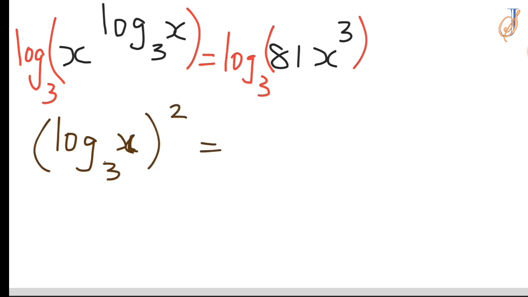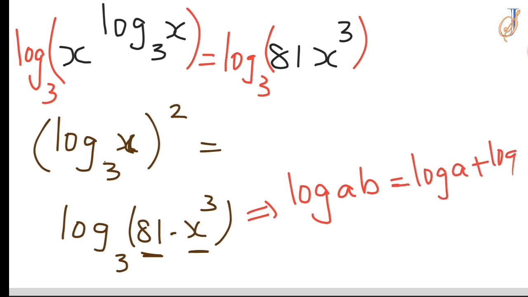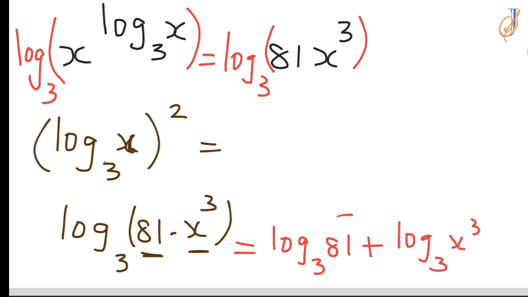That is equal to, now observe the right hand side expression. So that is in the form of log of AB. So now you have to use product rule of logarithm. So log of AB, we can write this as log A plus log B. So use this property here. Then we can write log 81 with base 3 plus log x raised to the power of 3 with base 3.